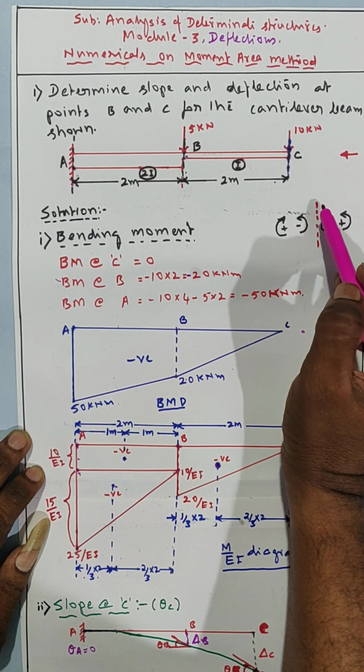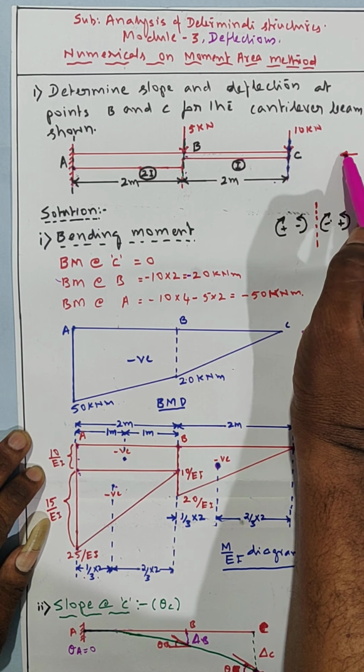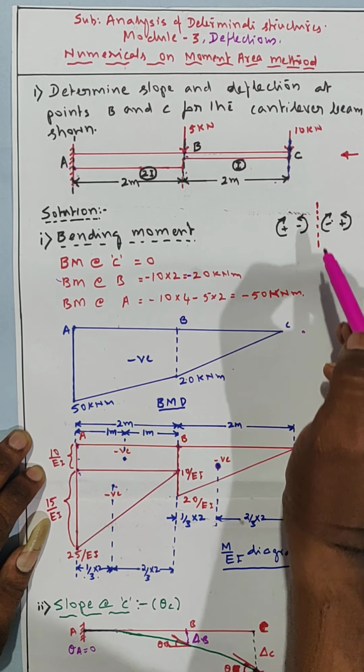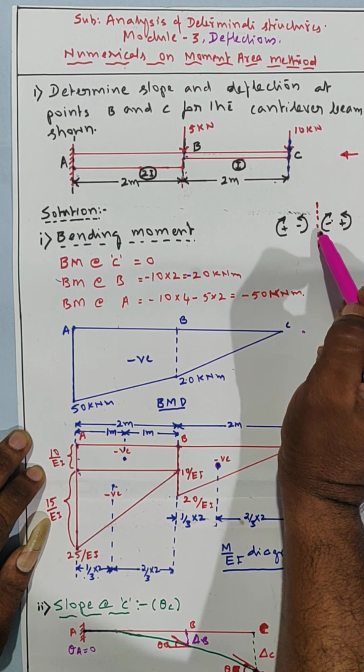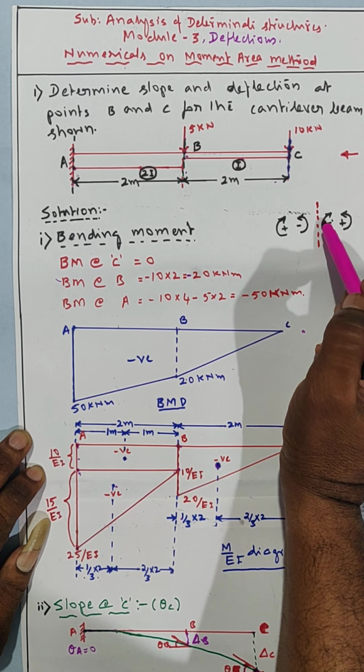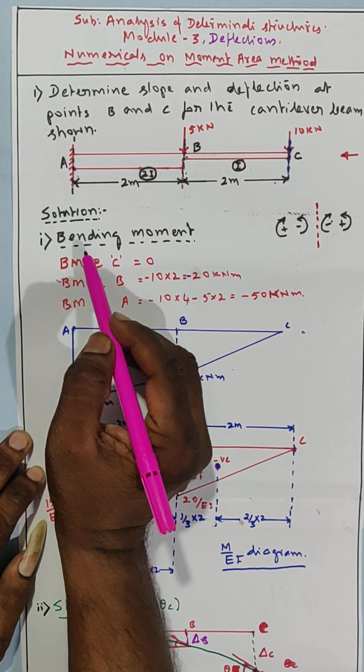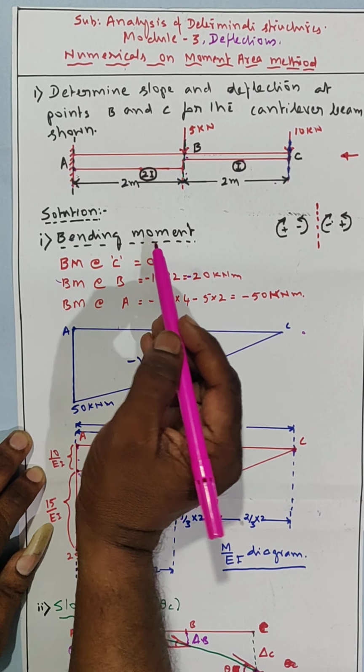See, for a cantilever beam, I always move from right to left for the calculation of the bending moment. Therefore, I am considering the right sign convention, so clockwise is negative, anti-clockwise is positive. Now we have to calculate the bending moment. How to calculate the bending moment?